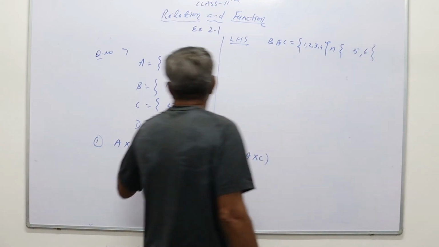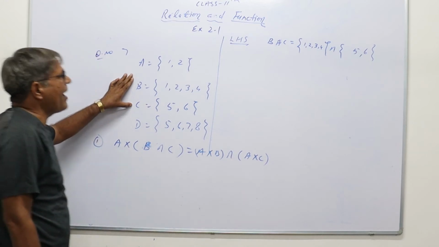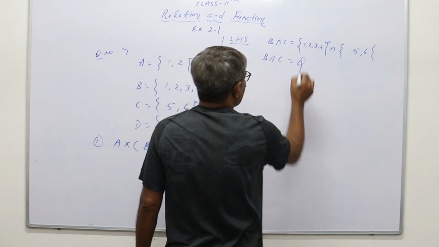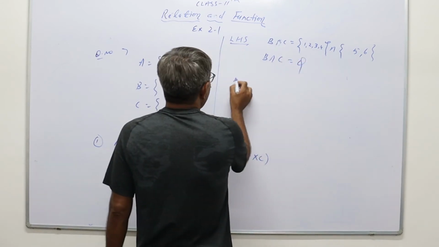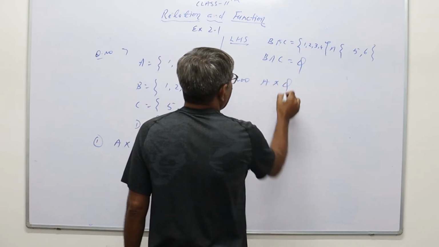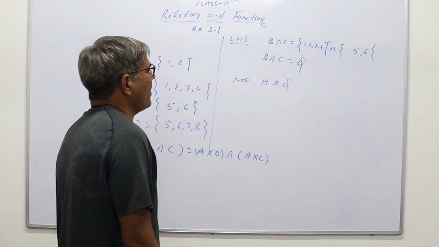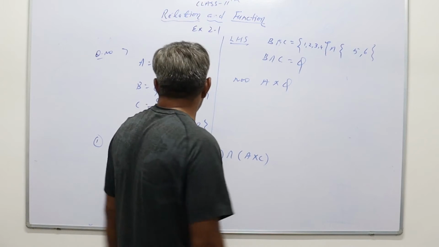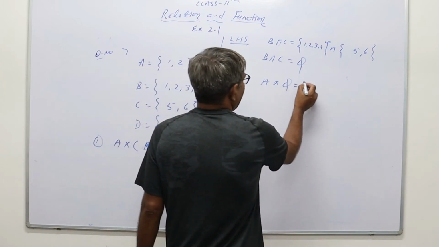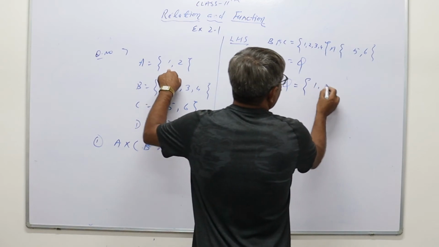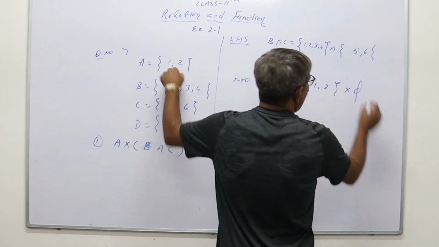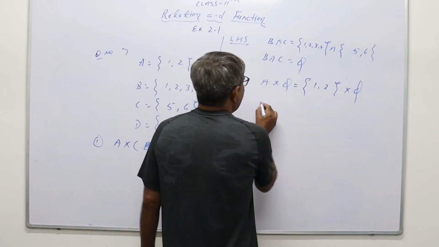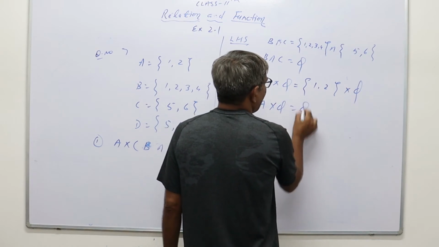So here B intersection C is ∅. Now A cross ∅. If we have to find the Cartesian product of a given set with the empty set, then the Cartesian product will also be the empty set. So A has elements 1, 2 and we have to find the cross with an empty set. Whenever one set is the empty set, A cross ∅ will be equal to ∅.